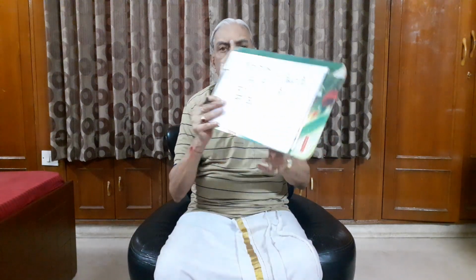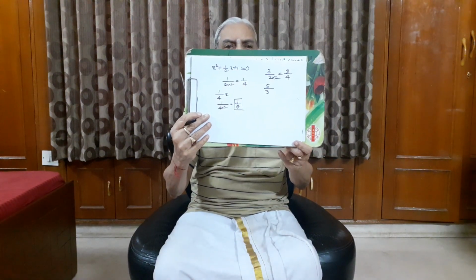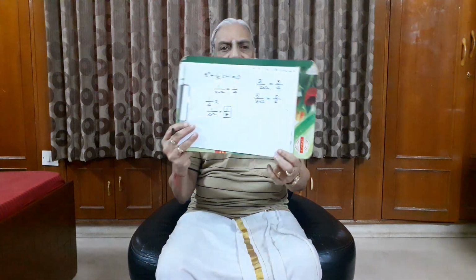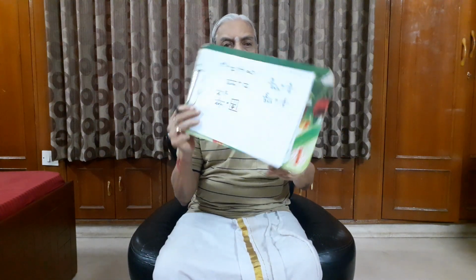Suppose it is 5 by 3. Coefficient of x is 5 by 3. What is half of 5 by 3? 5 by 3 into 2. Put 2 in the denominator. That is 5 by 6. I hope you understood. 5 by 6 is half of the coefficient. Suppose it is 4 by 3.